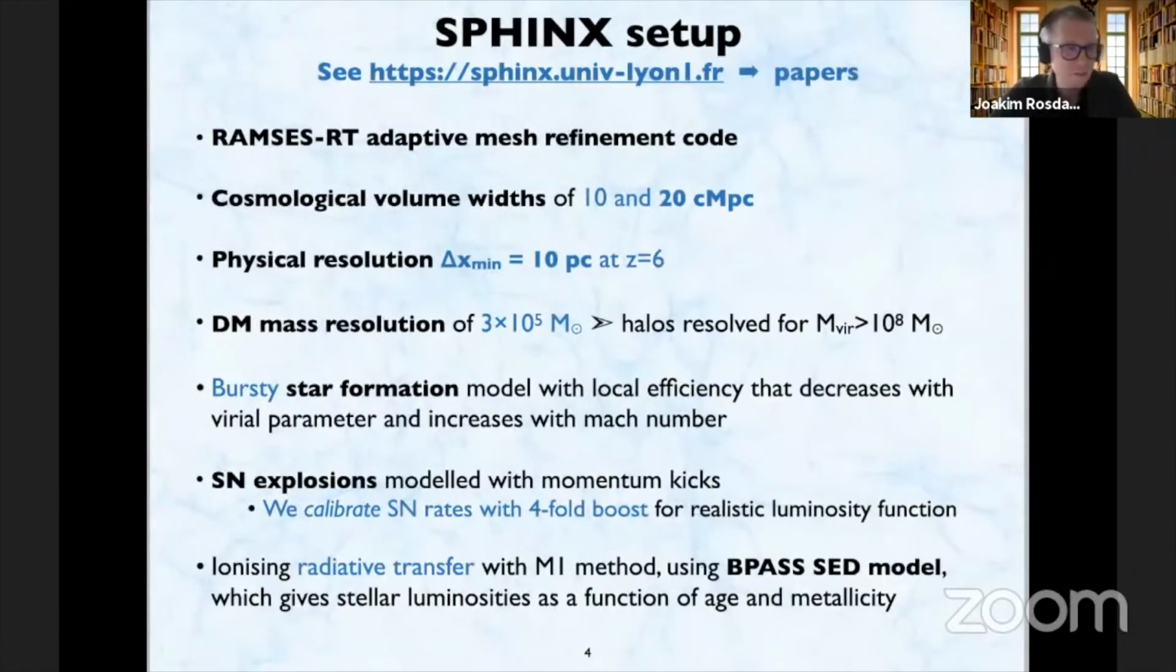Just very quickly about the setup, we use the RAMSES-RT code, adaptive mesh refinement. We have volumes that are 10 and 20 comoving megaparsec in width, with physical resolution down to 10 parsec in the ISM of galaxies. We use a very bursty star formation, such that star formation efficiency locally can be very high, and that also leads to a very bursty feedback by supernova explosions. We include ionizing radiative transfer with the M1 method using the BPASS SED model that gives us luminosities as a function of stellar age and metallicities, and there is no calibration on unresolved escape fractions.